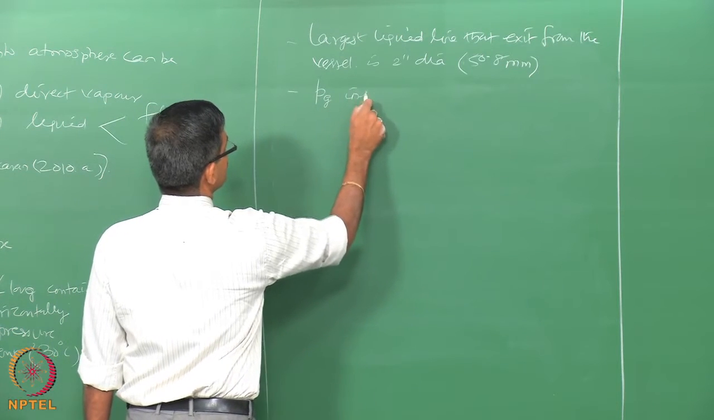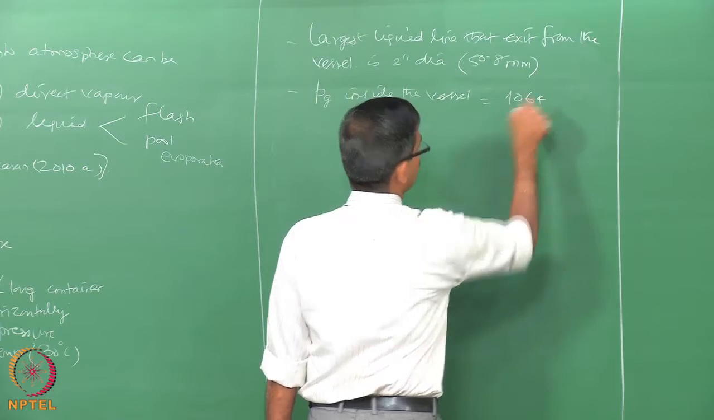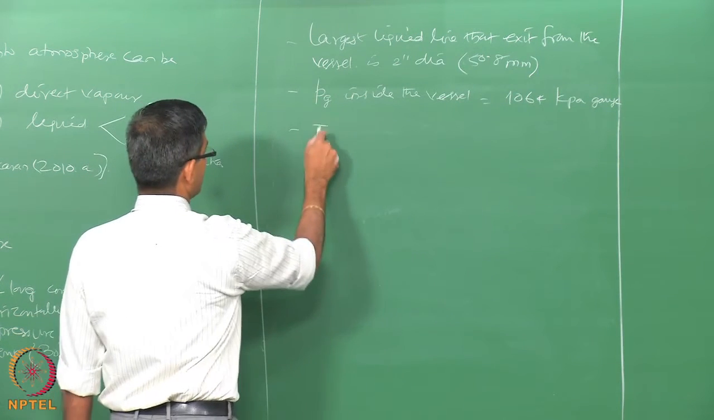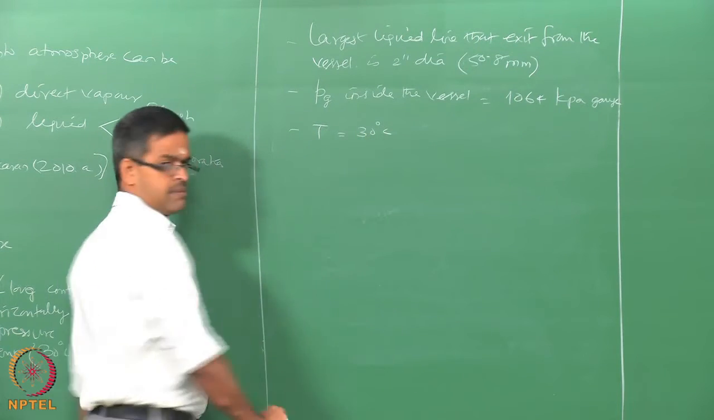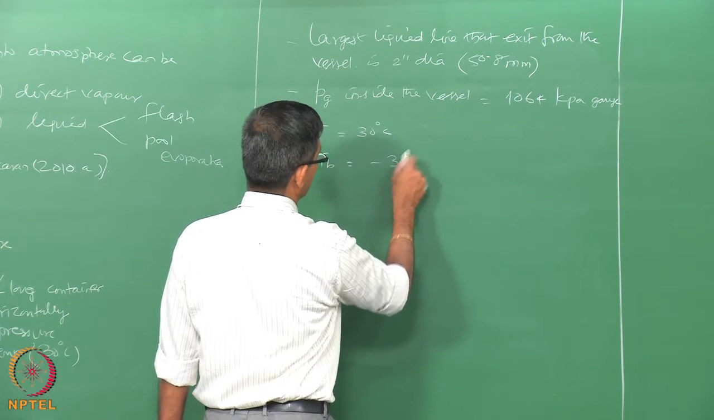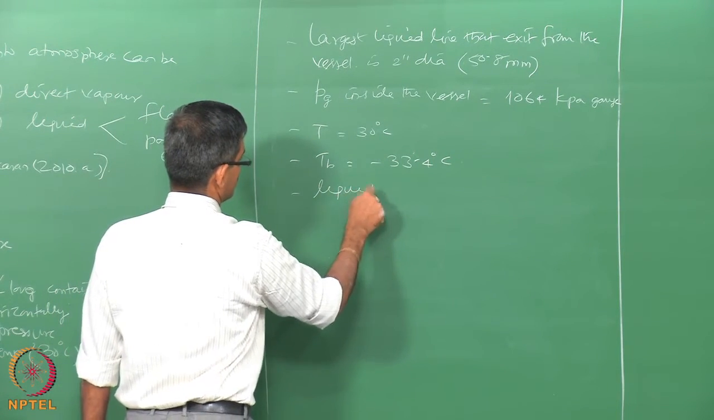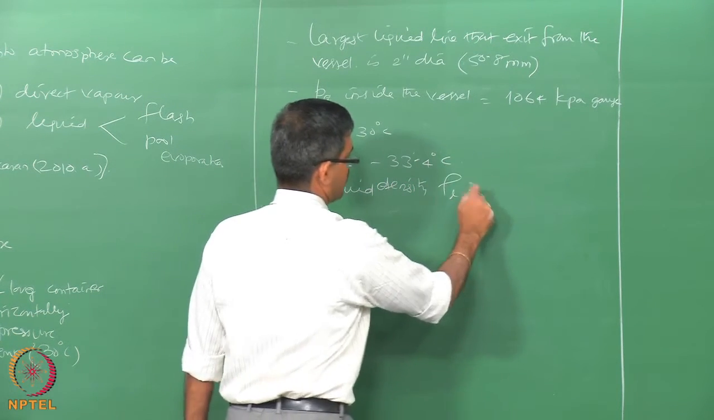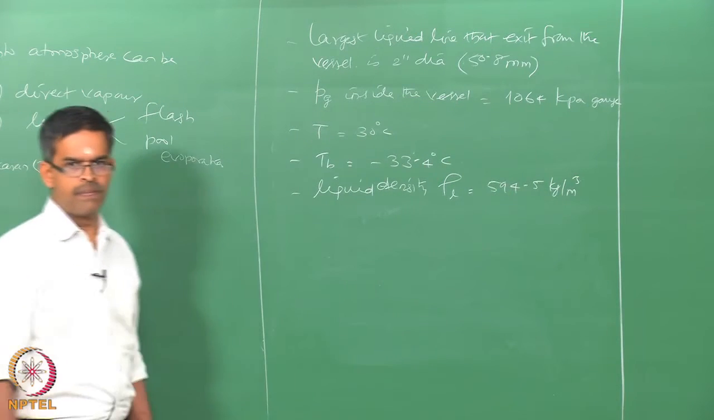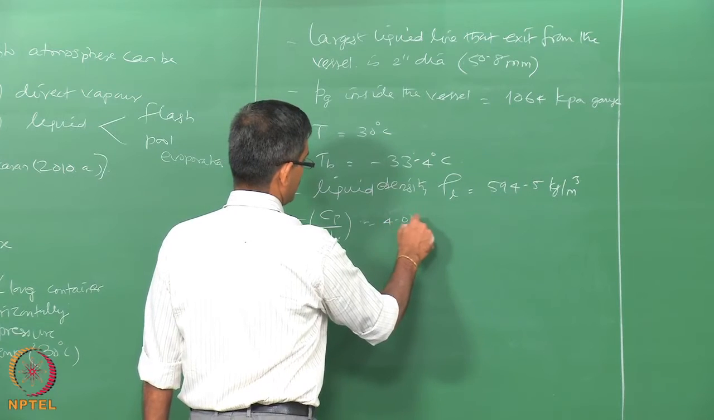The gauge pressure inside the vessel, because it is stored at a specific pressure, is 1064 kilopascal gauge. Temperature inside the vessel is 30 degrees Celsius, stored in ambient condition. The boiling point of ammonia, which is taken from the chemical engineering handbook, is minus 33.4 degrees Celsius. Liquid density, let us say rho L, is 594.5 kg per cubic meter. CPBHP, the constant, is available for ammonia from the handbook, which is 4.01 in 10 power minus 3.